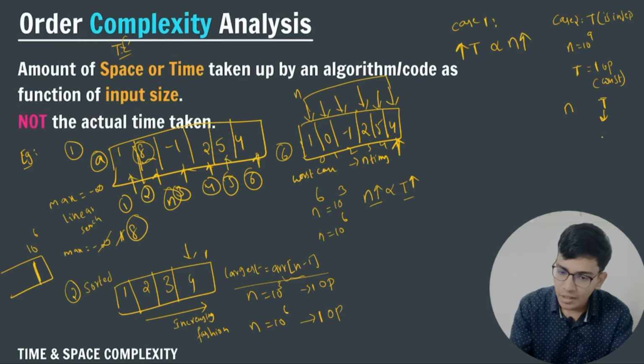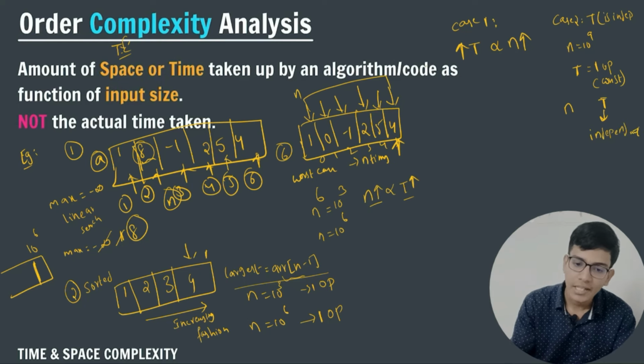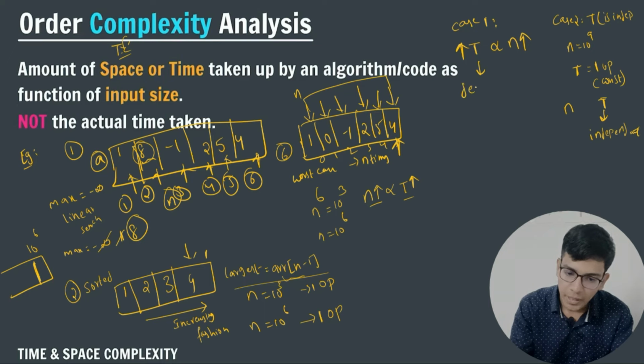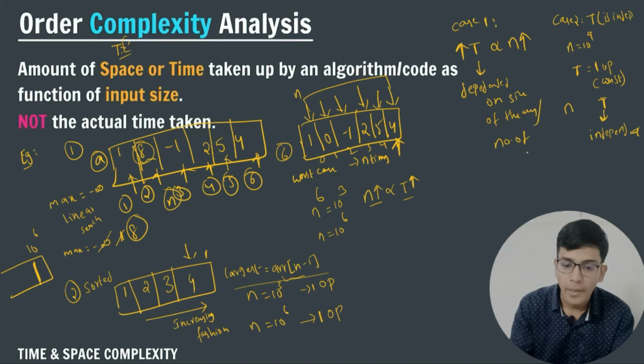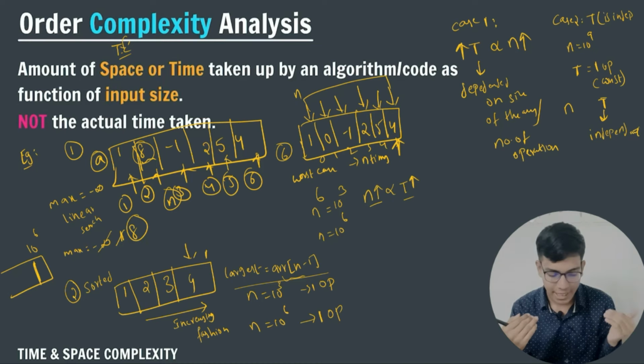So here I can write that time is dependent on the size of the array, or in other words, the number of operations. So if the number of operations increases, then the time that it will take will increase. Okay, so these are the two cases I have obtained.